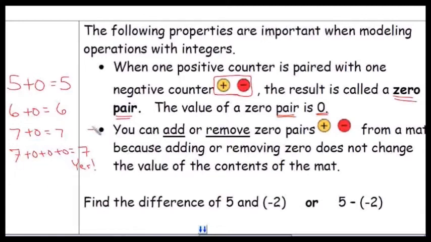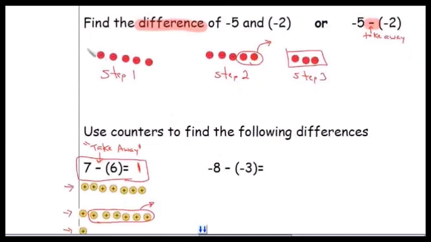Well, that's what this next bullet right here is saying. You can add or remove any 0 pairs from the mat, because they're worth 0, because adding or removing zeros does not change the value of the contents of the mat. And when we're talking about the mat, we're talking about all the counters being drawn. For example, if I go back here, this right here, that's the mat. Okay, the actual model, the actual drawing. This right here, all those 3 pictures, that's the mat. So that's what they're talking about when they say the mat.